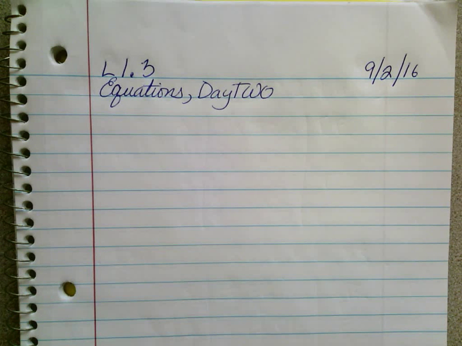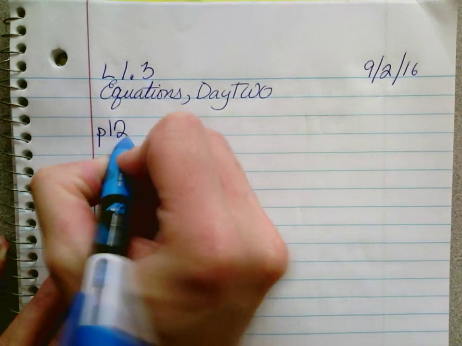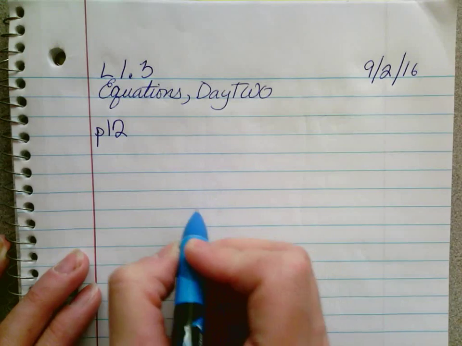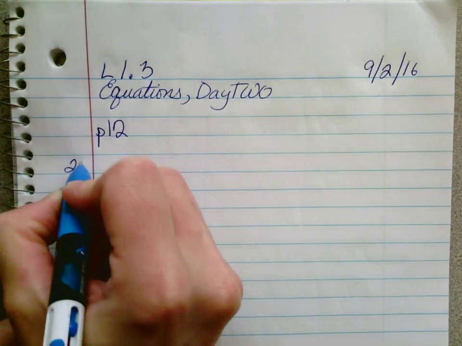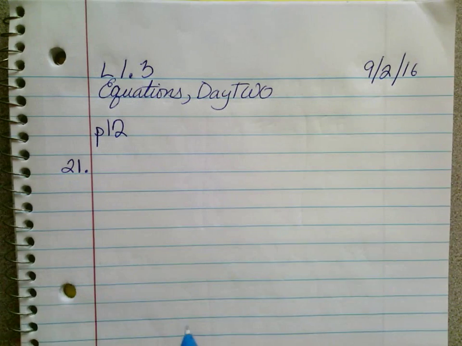Equations day 2, we're going to begin with page 12. If you want to have your book open, whether it's on your lap or not. And I am going to do several odds with you just so that you feel comfortable. Starting with number 21.